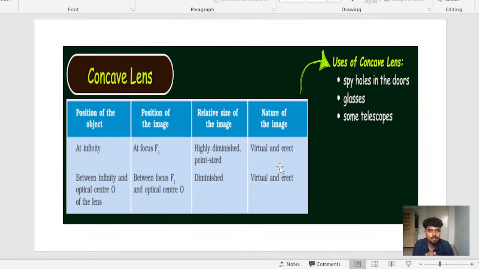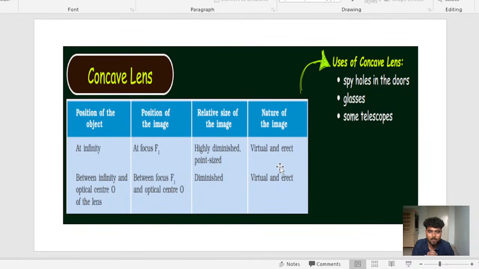Where are the places where we are using concave lenses? We are using it in the glasses, spectacles, and then spy holes in the doors. Spy holes. When we are going to some hotels or motels or restaurants, we can see some spy holes in the doors. Okay, these are made up of concave lens. Okay. Next, some telescopes. Binocular is a great example for concave lens.